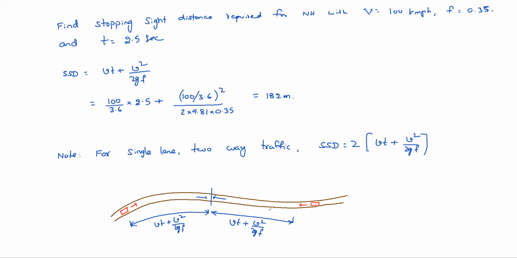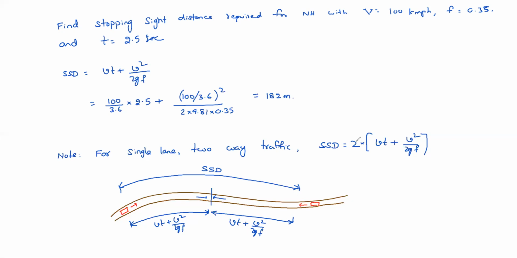Obviously, they will come to rest at this position. So the sight distance required is now this one. For these two vehicles, the SSD required is this much, which is equal to 2 times Vt plus V square by 2gf. So if it is mentioned as single lane two-way traffic, then don't forget to multiply by 2. The logic is also understood.